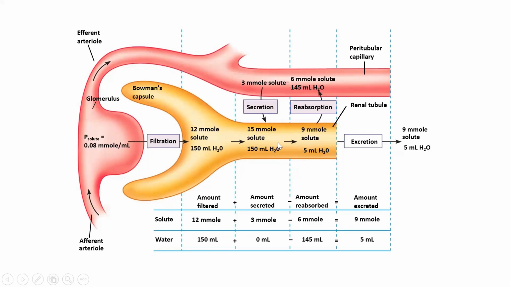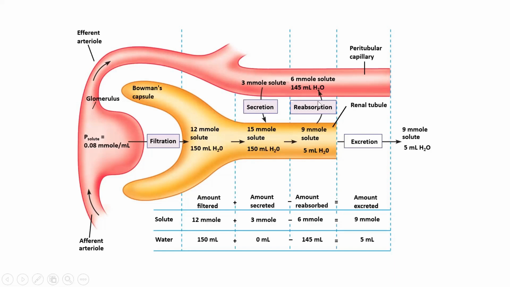As we move through the remaining parts of our tubular structures, we start to see these exchange processes take place. So we add 3 millimoles of solute by secreting certain substances, mainly potassium and hydrogen ions. And so that is going to increase the osmolarity of our solute in the tubular structure. So it goes from 12 millimoles where we started to now 15 millimoles because we have secreted 3 millimoles of solute.